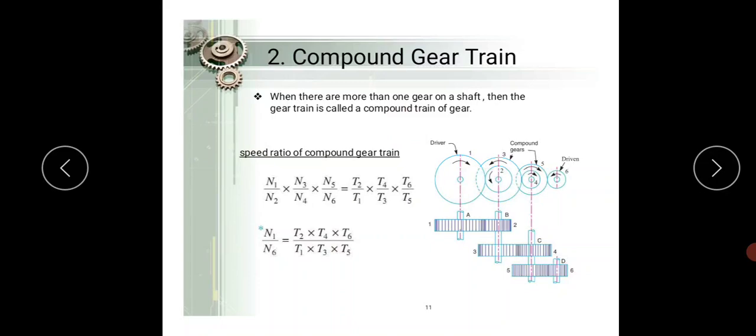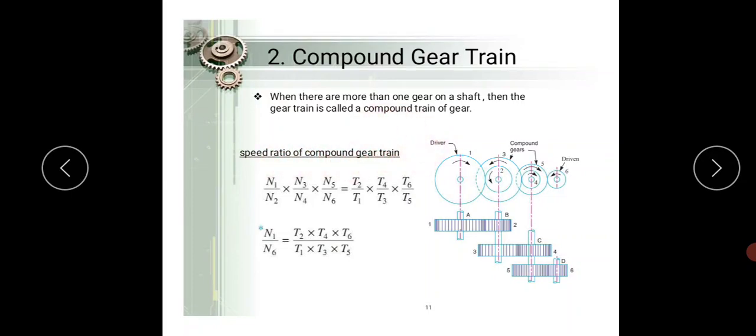Okay, a simple gear train means the gears are placed on a single shaft. Here, compound gear train means you have more than one gear on a single shaft. Here you can see the same shaft having two gears, so this is called the compound gear train.